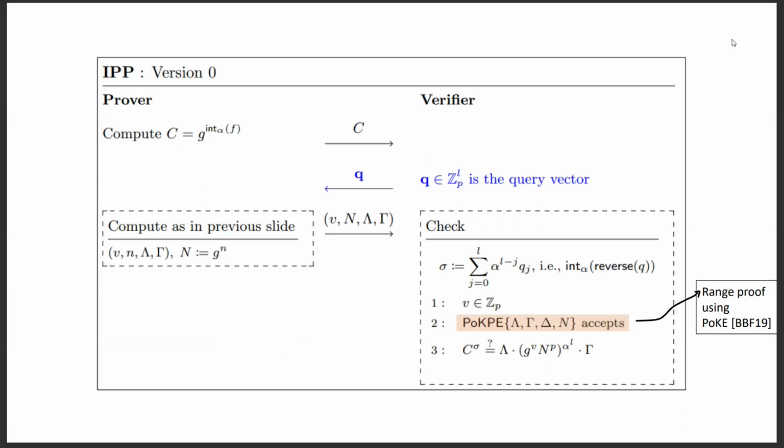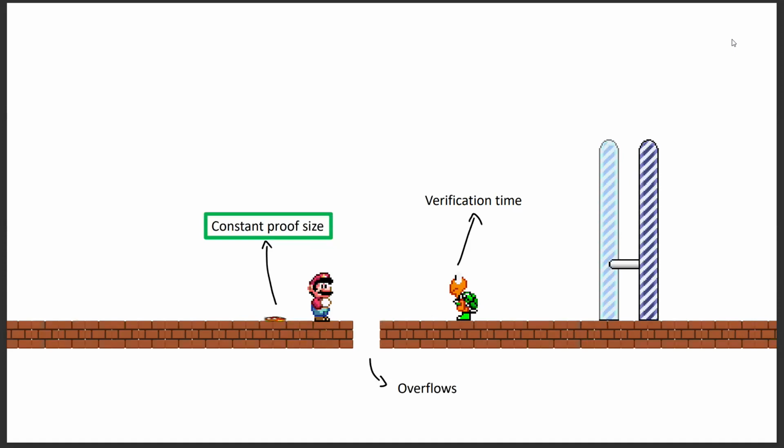I haven't explained what the second step is here, and this is essentially a range proof, which we get using the proof of knowledge of exponent protocol, as well as Lagrange's four-square theorem. This is the only known constant size range proof that we have. This does come with some pitfalls, which we'll talk about at the very end of the talk. So we've figured out how to get a constant proof size protocol, and we still have some problems which I'm going to talk about.